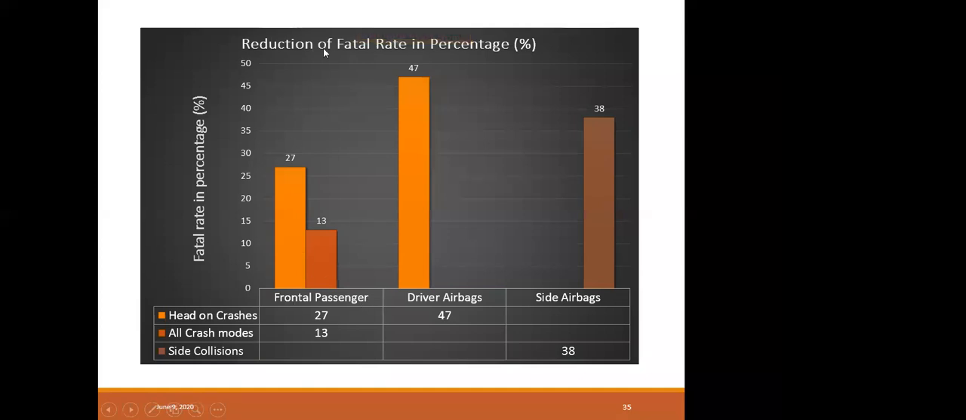So see here, your frontal airbag. Here is your reduction of fatal rate in percentage, right? So frontal airbags reduced fatal rate by 27% in case of your head-on crashes. Head-on crashes is nothing but face-to-face crash, right? Front passenger airbag reduced death by 13% in all crash modes. Driver airbag reduced death by 47% in case of head-on crashes. So out of 100 drivers, 47 drivers' lives are saved by this airbag, right? And then your side airbag, 38% of deaths have been saved by side airbag during side collision, right?